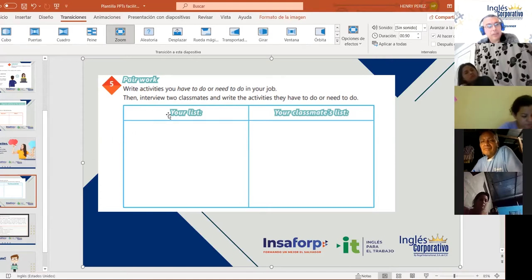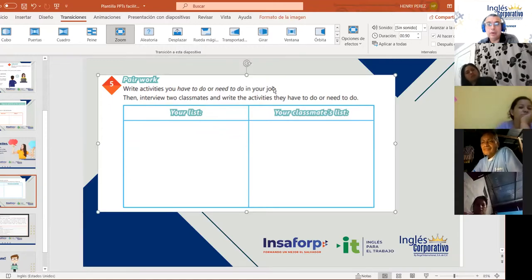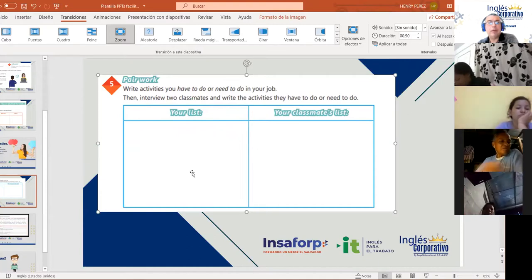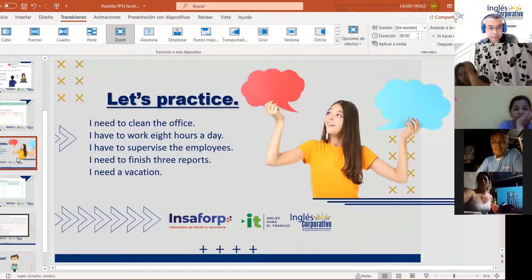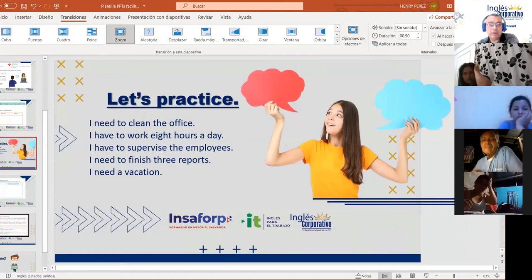Now, esta está un poquito más complicada, right? Because es más específica, it's more specific. It's more work-related in your job. Okay? So, for example, voy a ponerle un ejemplo. Si usted en el trabajo, estas son algunas cosas que yo puse aquí, right? Let's practice. You have here, read the first one, please, Victoria.